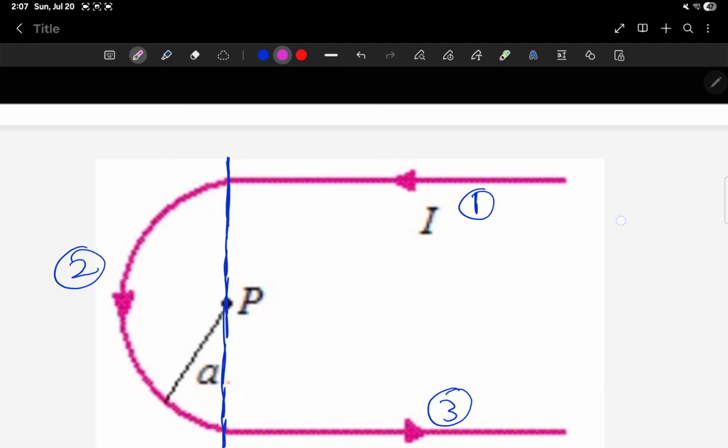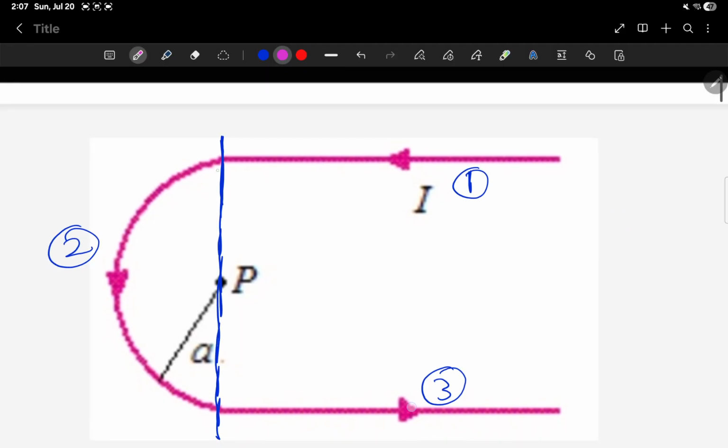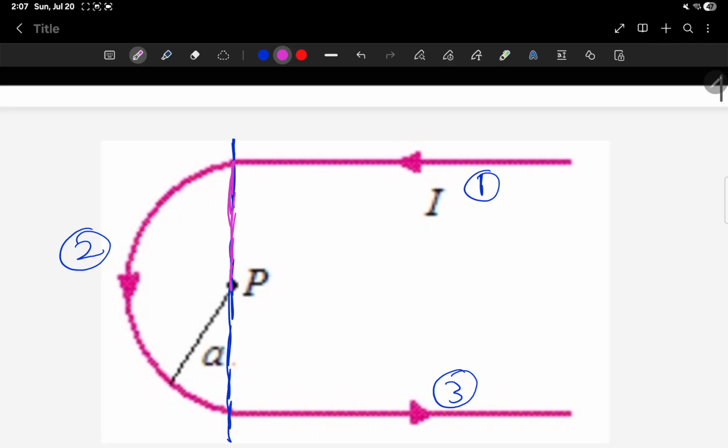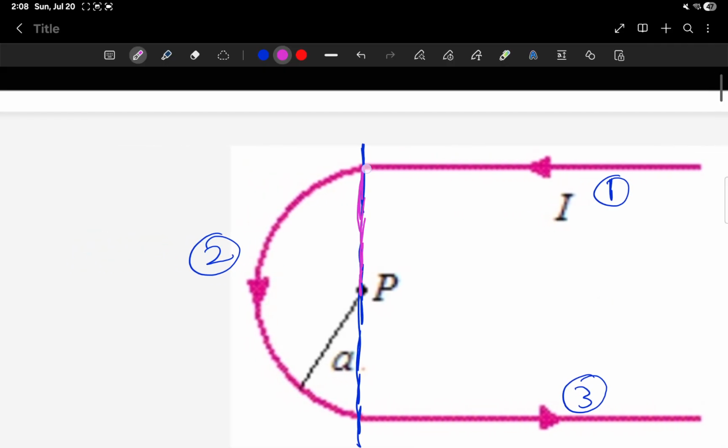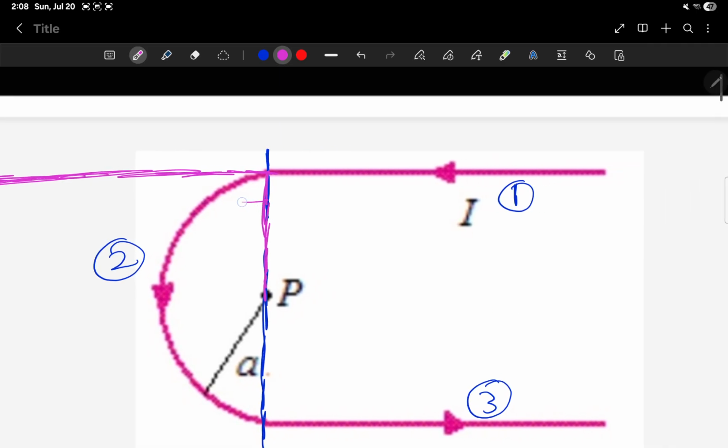Now, what we've done with piece number 1 is that if it had continued all the way to infinity onto the left hand side, we would have gotten an angle of 90 degrees on the left, which would be our theta 2. And then on the right hand side, we'd also have an angle of 90 degrees, which would be theta 1.